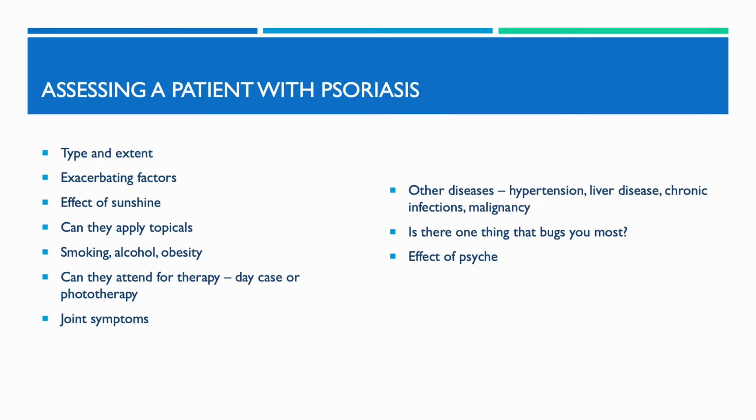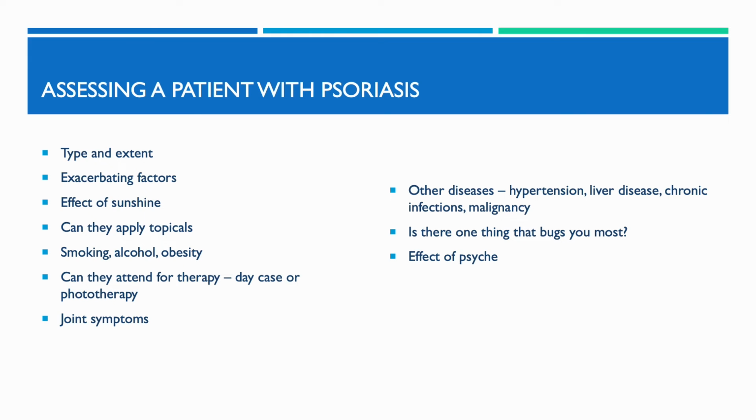Obviously important to think about, have they got any other underlying conditions, because that might influence choices of any systemic therapies that we might be considering embarking on. Are they hypertensive? Do they have liver disease? Have they got any chronic infections, previous history of tuberculosis, chronic viral diseases? Have they any previous or current underlying malignancy?